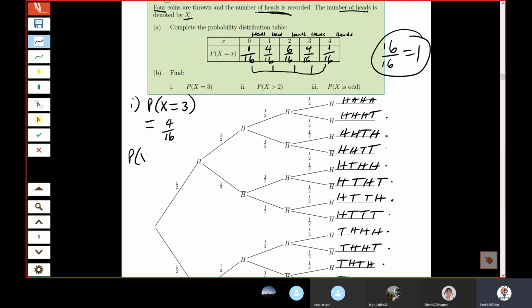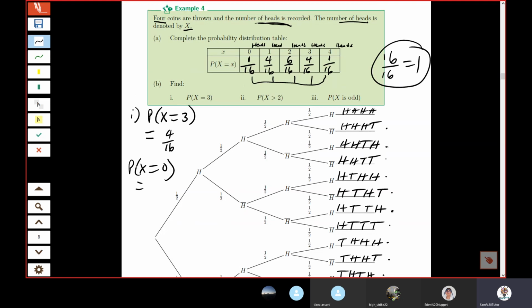What if I said, what's the probability that X is equal to 0? You know, all you would say is, what's the probability that the number of heads is 0? 0 heads.